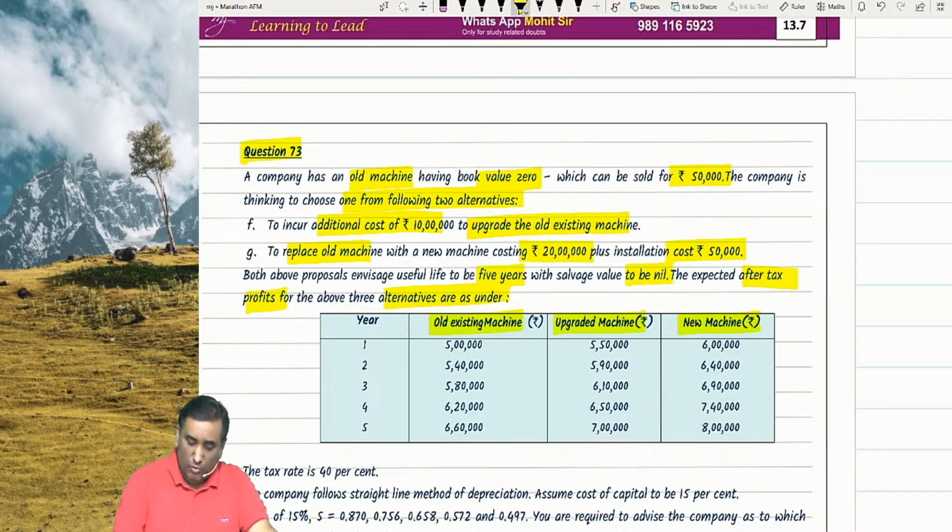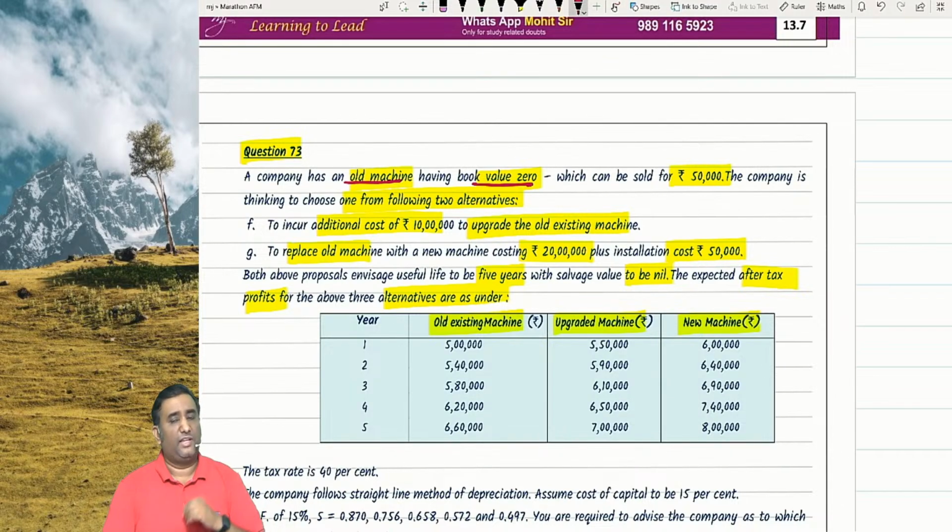The interesting part is the old machine has book value 0. If book value is 0, depreciation is 0. If depreciation is 0, PAT is as good as CFAT for the old machine. Can we recollect these steps? What were the incremental steps? You will compare old and upgraded, old and new. Two have to be compared.